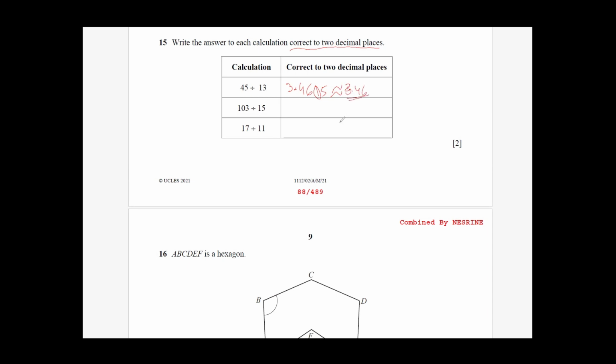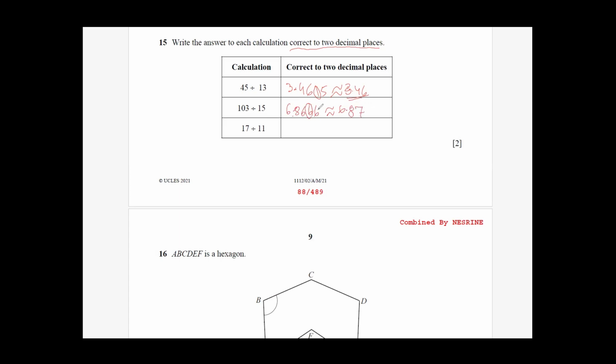Okay, then next part. 103 divided by 15. This gives an answer of 6.86666 and so on. Since we need the answer up to two decimal places, again we need to concentrate on the third decimal place, which is 6, which is obviously greater than 5. So now this answer is going to be rounded off to 6.87.